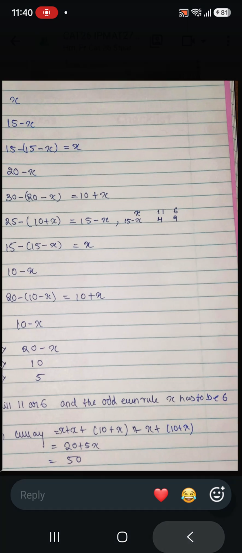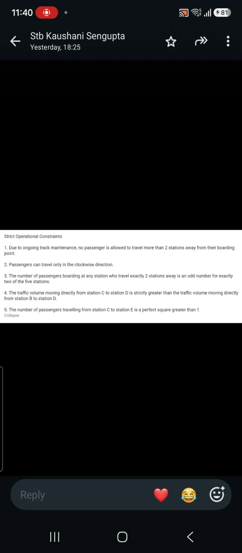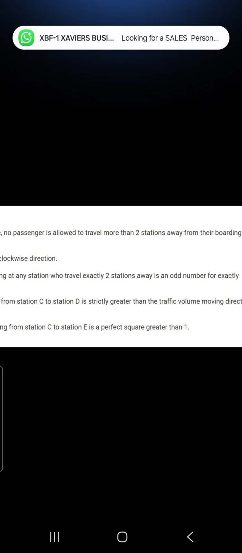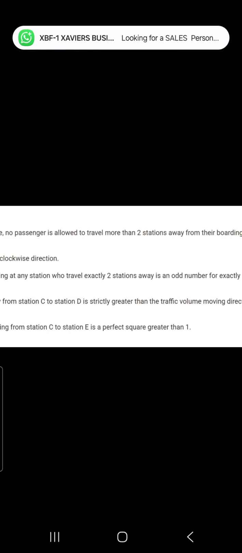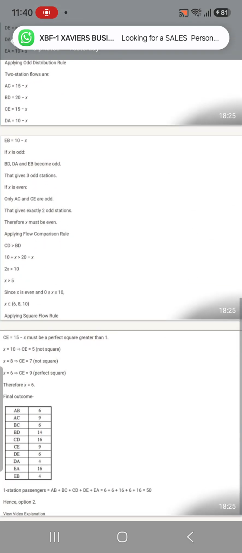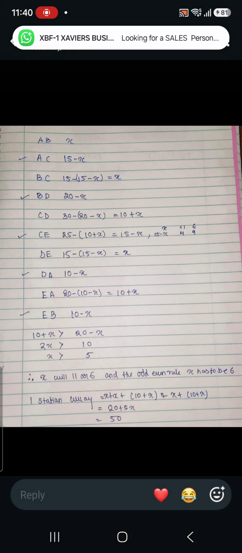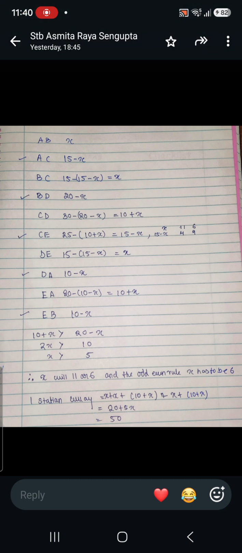Now we apply the odd even rule, which is the third rule here. What is that? It says that the number of passengers boarding at any station who travel exactly 2 stations away is an odd number for exactly 2 of the stations. Now let us see which are the stations that we need to consider. We have to consider the marked stations A to C, which is 15 minus x, B to D, which is 20 minus x, C to E, which is 15 minus x, D to A, which is 10 minus x, and E to B, which is also 10 minus x. Out of these, only 2 of them can be odd.